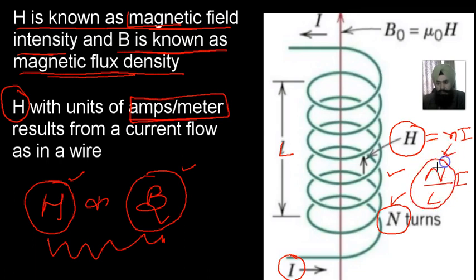And H also depends upon how much current is flowing. So H depends upon n, and H depends upon I. Because n is the number of turns per unit length, the unit is ampere per meter. This is the first thing: H is nI.